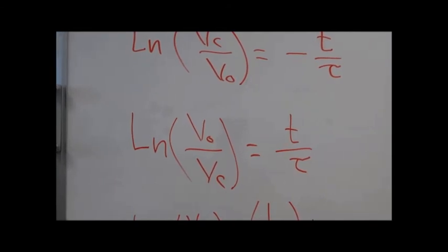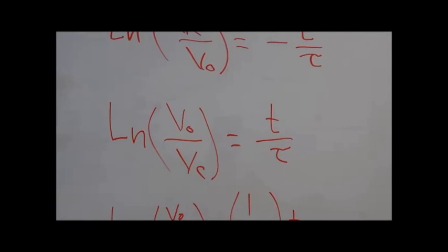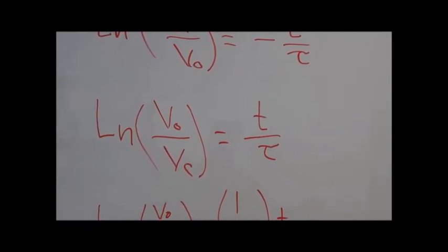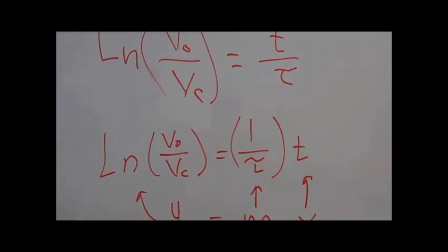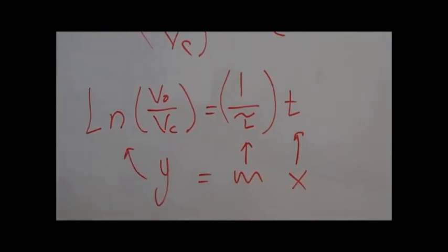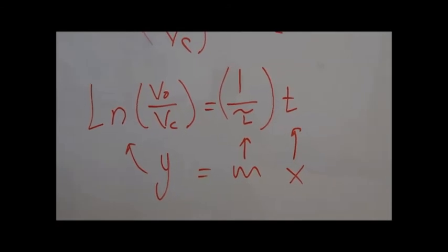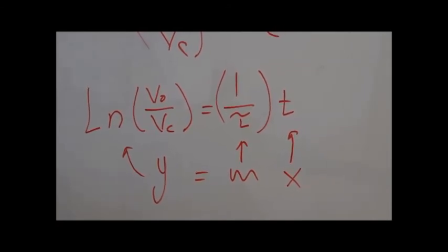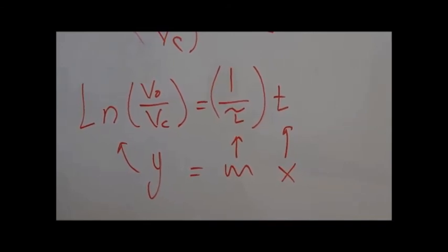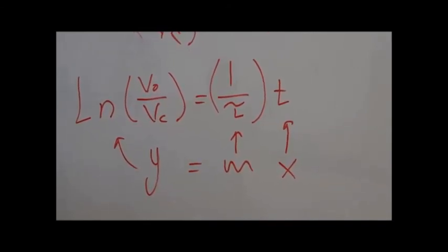To get rid of the negative sign, I can flip the logarithm. Instead of Vc over V0, it becomes V0 over Vc. This is one of the properties of the natural logarithm, and the right hand side is t over tau, which can be written as ln V0 over Vc equals 1 over tau times t. Now this is similar to a linear equation y equals mx. If I use the logarithm of V0 over Vc as the y-axis and t as the x-axis, I will get a straight line with a slope 1 over tau like this.